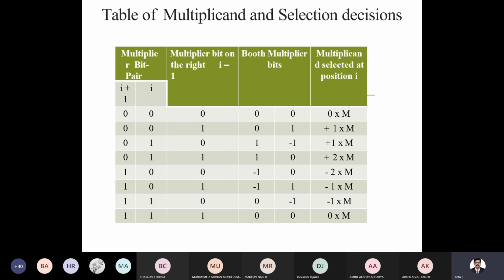If this combination is 0, 0, 0, you have to multiply the multiplicand by 0. 0, 0, 1 means you have to multiply the multiplicand by plus 1, and so on. This you have to keep in mind, or write on a piece of paper even before the exam starts. You can, because it is an open book test, and it is better to write it on the right hand side of the paper.